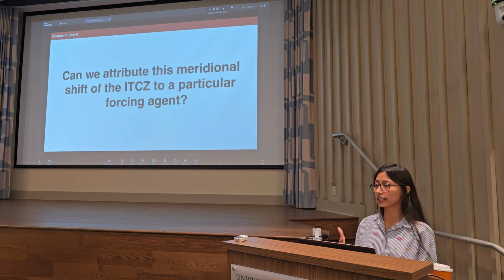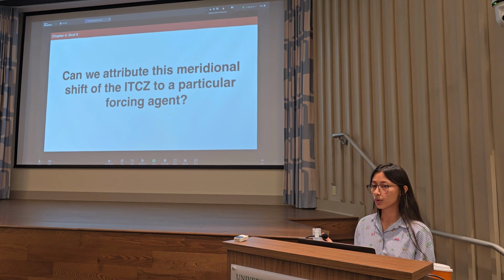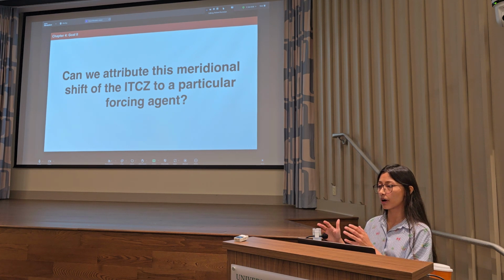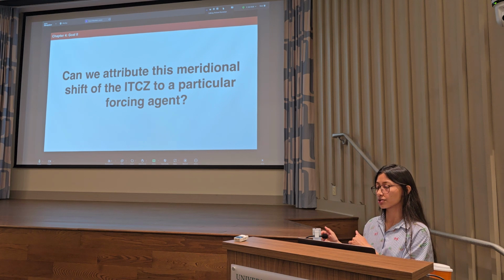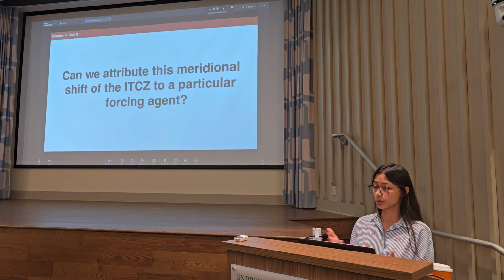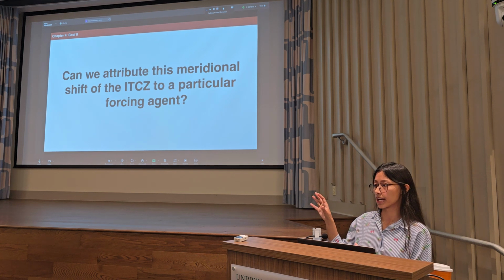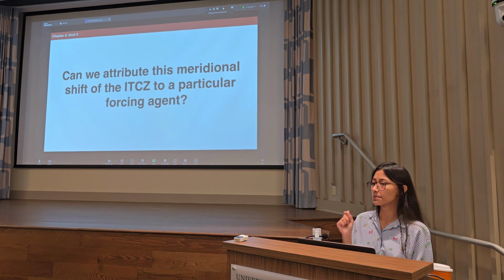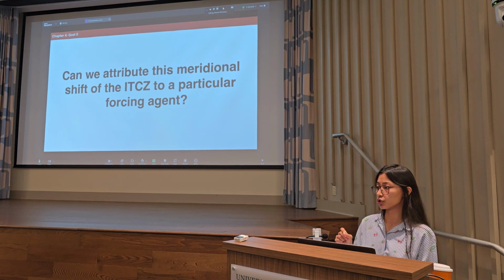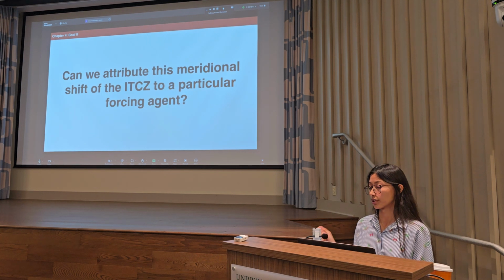But following the Clean Air Act of the 1970s, we've seen a robust weakening of anthropogenic aerosols, as shown in works like Cross et al. 2022, which would mean that a relative warming of the northern hemisphere would have to push the ITCZ further into the northern hemisphere, which we do see, the ITCZ has migrated. But can we specifically attribute this migration to a weakening of anthropogenic aerosols alone?